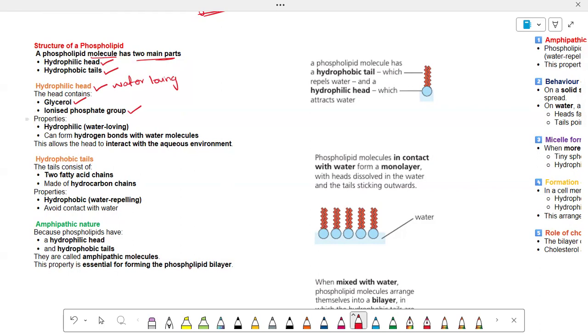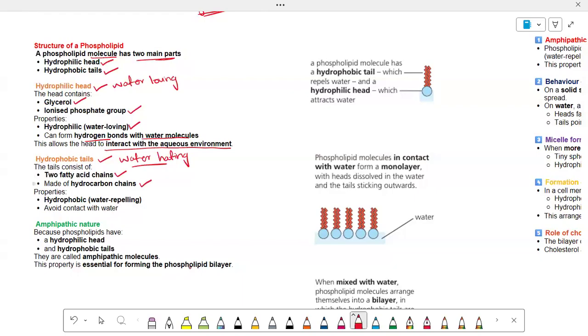So what are the properties? They are hydrophilic, water loving, and they form hydrogen bonds with water molecules. This allows the head to interact with the aqueous environment of the cell. The next one is the hydrophobic tails. Hydrophobic means water repelling, water hating. You can say that it doesn't like water. And what does it contain? The tail consists of two fatty acid chains made up of hydrocarbon chains.